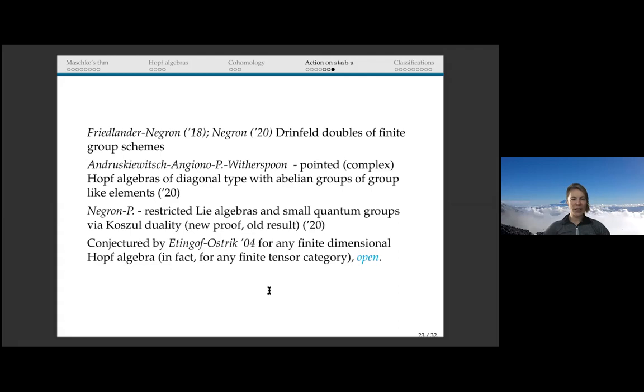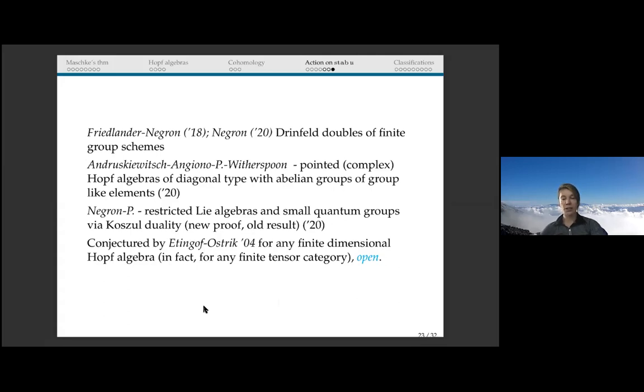The last thing I want to mention is that I'm working with Chris Negron, again on geometric applications, and we found a different way of proving this finite generation for several classes I mentioned before, restricted Lie algebras and small quantum groups, via causal duality that we established for some special Hopf algebras. Finally, the question is wide open in general. There is a conjecture by Etingof and Ostrik from 2004, even though it was sort of in the air in the Friedlander-Suslin paper in '97, where it was mentioned as a question for Hopf algebras. Anyway, Etingof and Ostrik are the first ones who actually put it in writing.